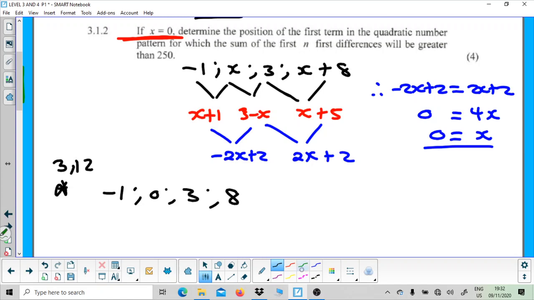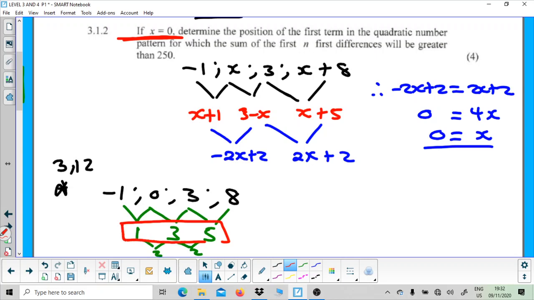They are talking about this sequence right here. What is this now? 0 minus 1, 3 minus 0, 8 minus 3, that's 5. They are talking about the first differences. The first difference, obviously, forms an arithmetic progression. Let's just finish it off.